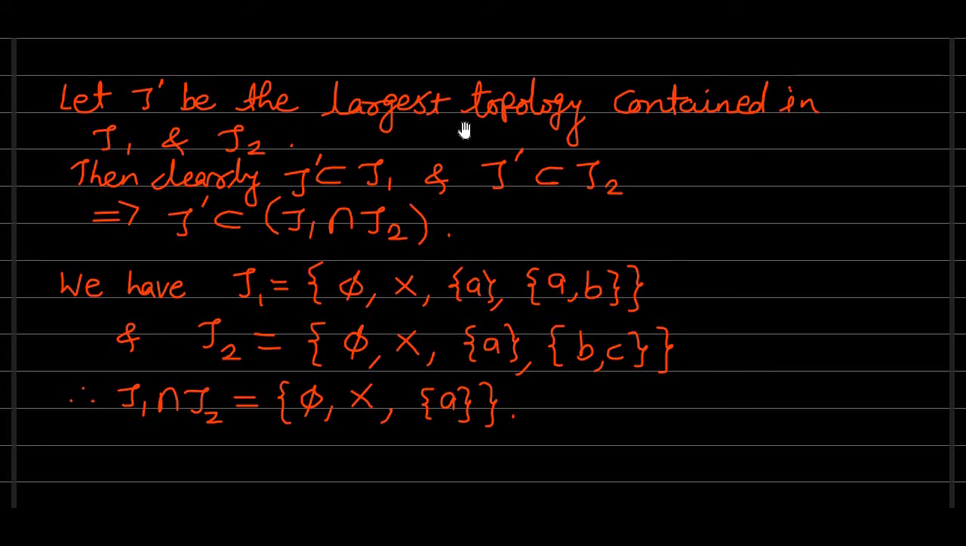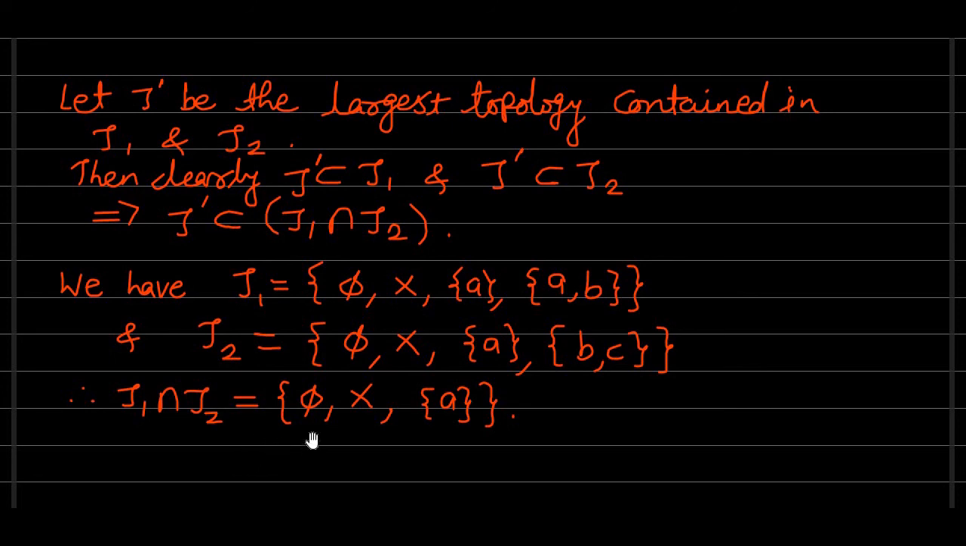Now, as we have to find out the largest topology contained in TO1 and TO2, first of all we have to check whether this TO1 intersection TO2 itself is a topology on X or not. If it is a topology on X, then this is our answer. However, if it is not a topology on X, then from this TO1 intersection TO2 we have to take out the minimum number of elements in such a way that the resultant set will become a topology on X, and we have to take out the minimum elements only. First of all, we will observe whether TO1 intersection TO2 itself is a topology on X or not.